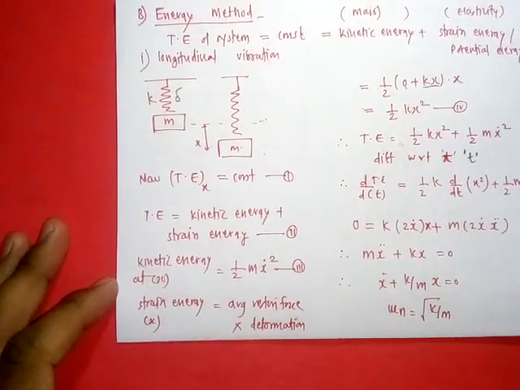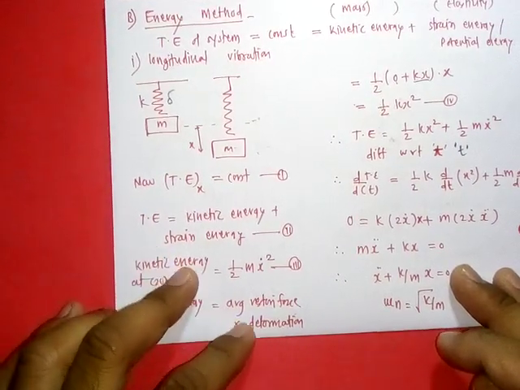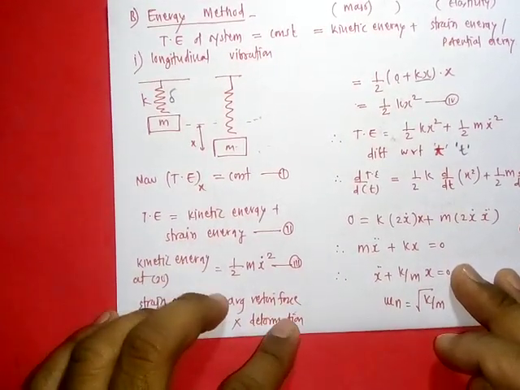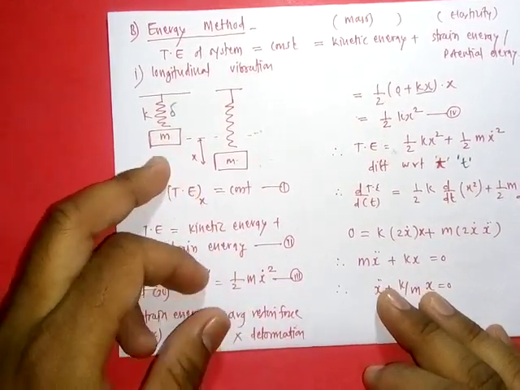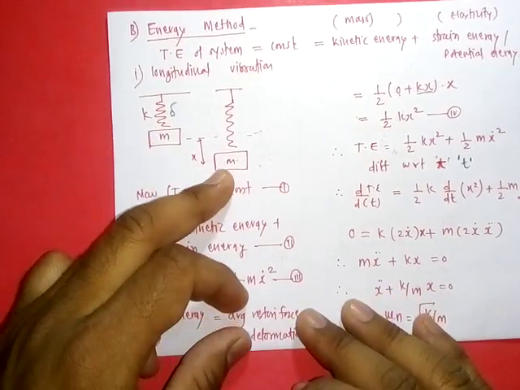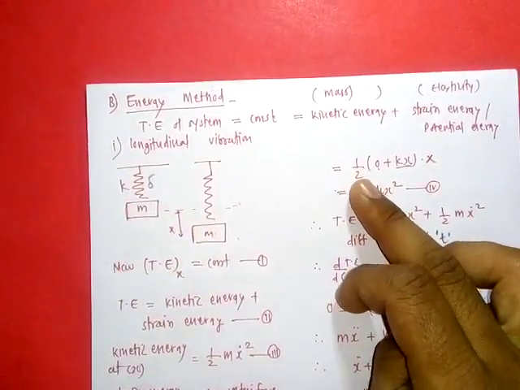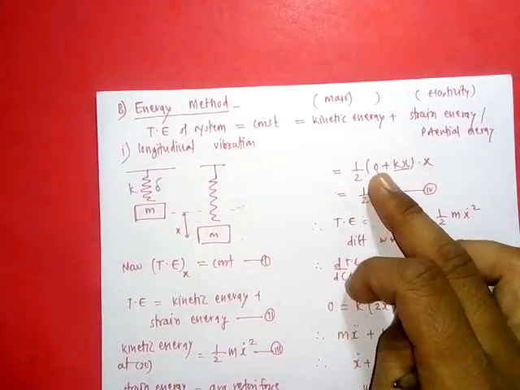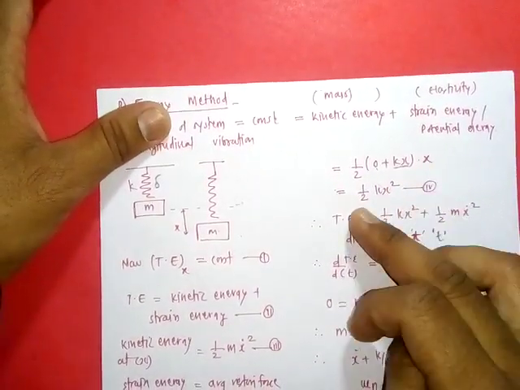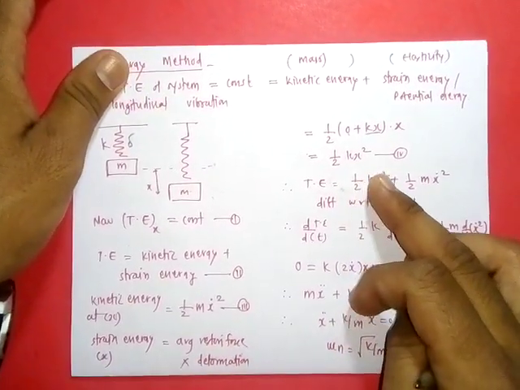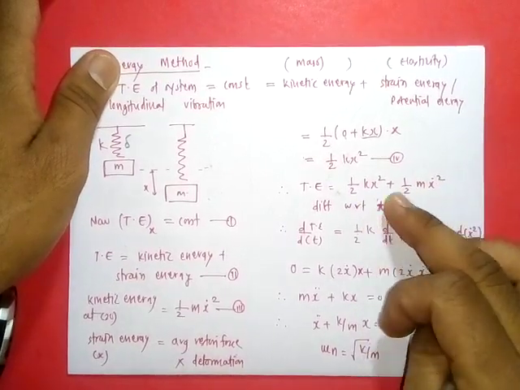1/2 m x dot square here. Then strain energy, the formula for strain energy is average resisting force into deformation. When system is at equilibrium, deforming force is 0. When system is at distance x, deforming force will be k into x. So average force is 1/2 of (0 plus kx), that is kx by 2, into deformation x. So strain energy will be 1/2 kx square. Then putting in total energy equation, we get this.